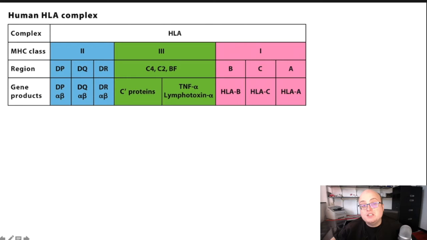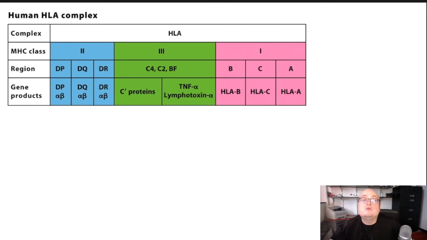But within these 3 regions, we have different genes that encode the alpha chain for DP or the beta chain for DP. And so DP alpha chains come together with DP beta chains to make one DP MHC class 2 molecule. And the same thing for DQ and DR. So again, when we're talking about MHC class 2, you might see the designations HLA-DP, HLA-DQ, and HLA-DR. We're talking about MHC class 2, but we're talking about the specific isoforms that are encoded by these distinct regions within the genome. So this is human. So if we're talking about HLA, we're talking about human.